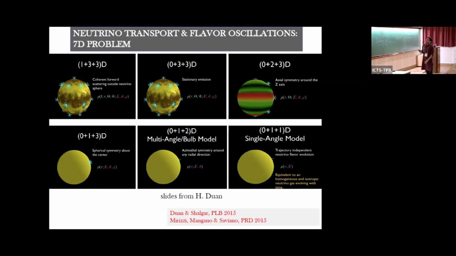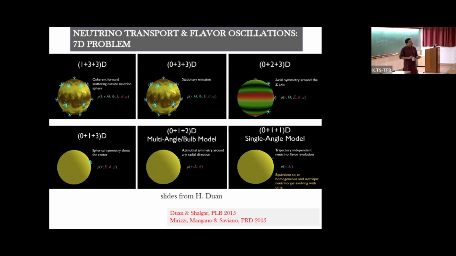Then there is the scenario where you say, I have an axial symmetry around the z-axis, so here you have only r and theta. The star is exactly the same at all points around it. Then if you go to an even simpler scenario, you have a spherical symmetry about the center, so I am only going to look at the radial evolution of the problem, but the emission of the neutrinos can happen in all directions. This is what you call the multi-angle scenario.